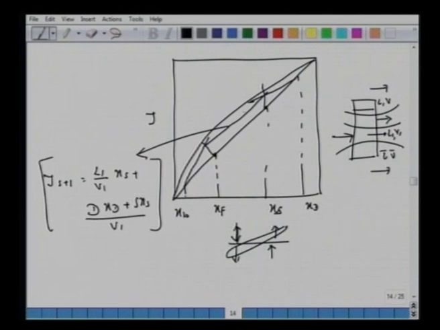If you intersect these two lines, you will get another line here. If you intersect this line and this line, you will get a Q line. So if you know the Q line, this line, you can draw this line. If you know this line and Q line, you can draw the other line. So our approach or understanding of this McCabe-Thiele method is the same. This is Q line, you can call this an S line.